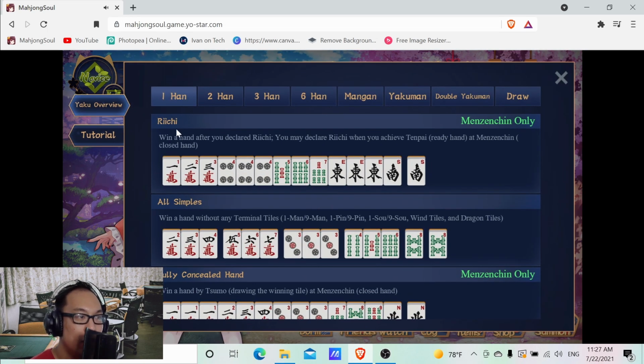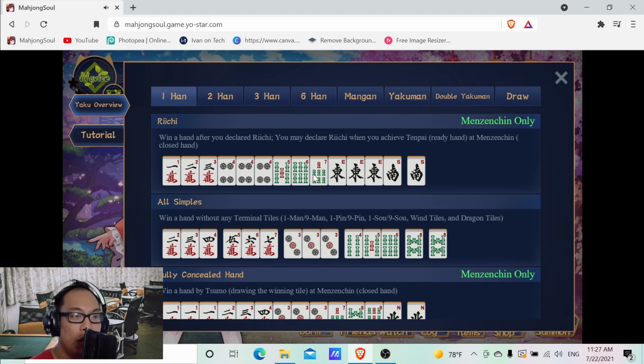Okay, so we've gone over, oh yeah. So basically you learn 5 ways to win. You learn triple of dragons, triple of seat wind, triple of round wind, Tanyao, and Riichi. So Riichi is just simple.